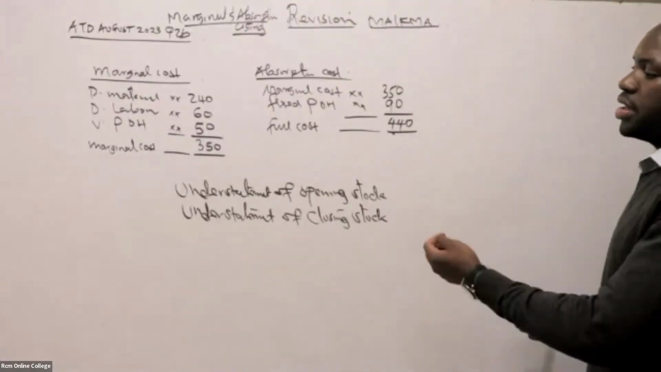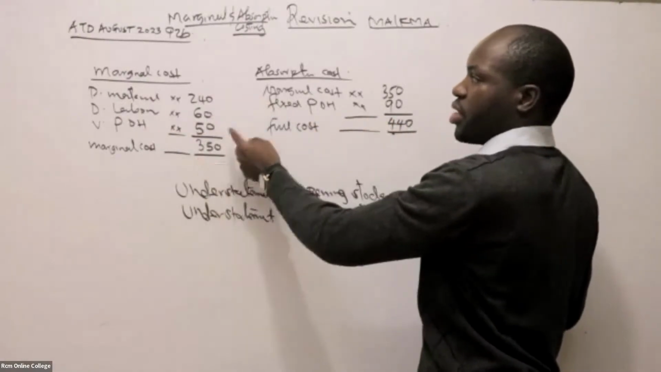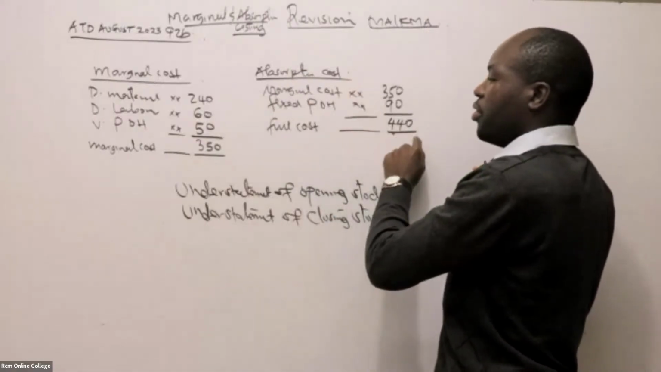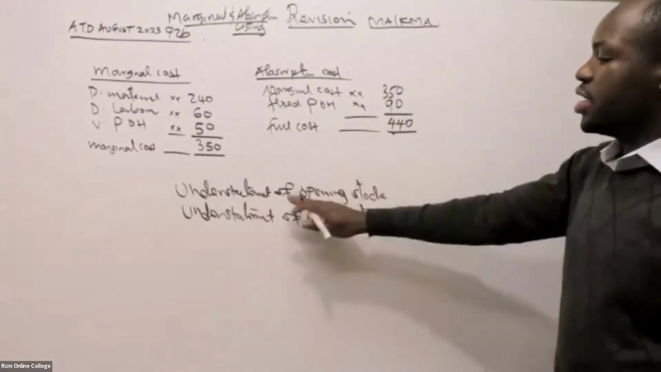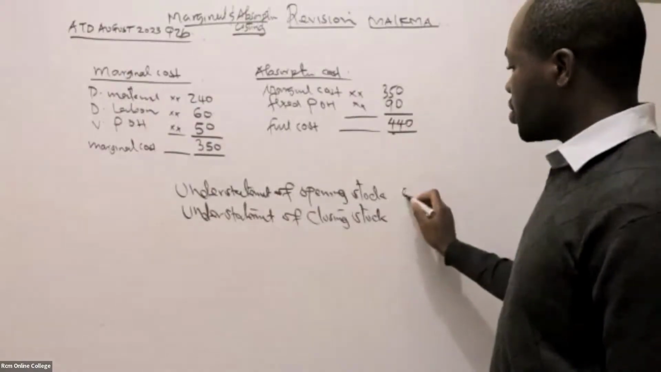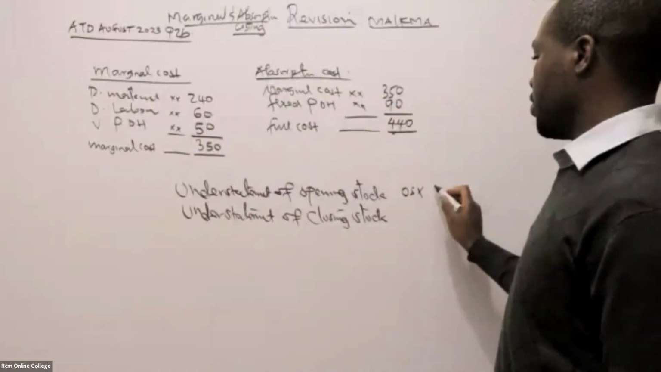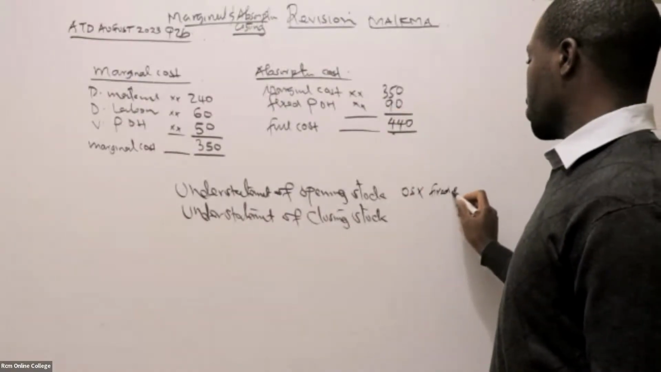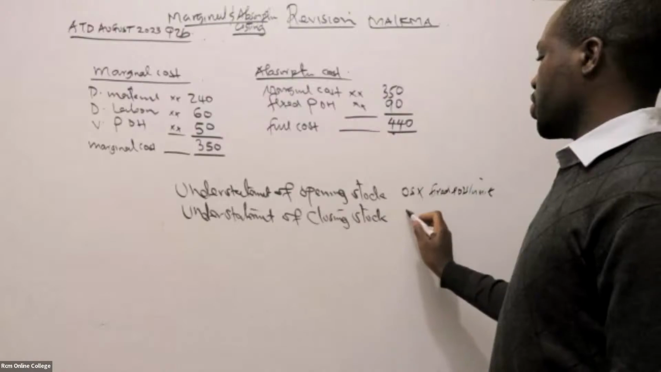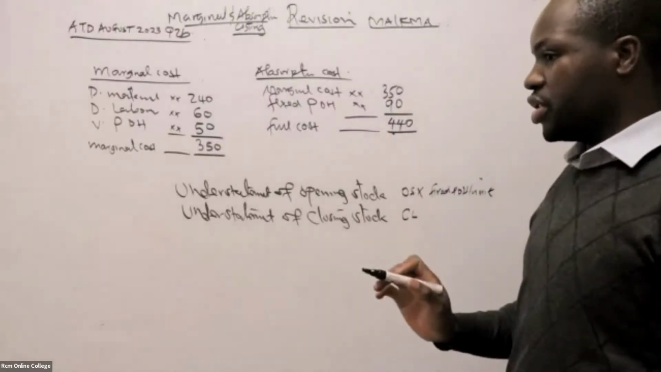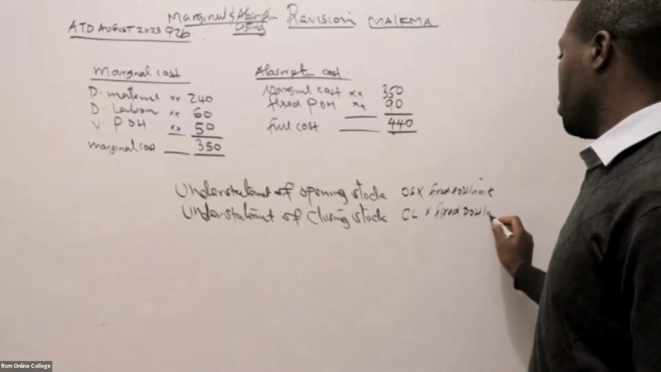Why the understatement? The understatement will come as a result of this difference. In marginal costing, we are having 350. In absorption costing, we are having 440. The difference is actually caused by the fixed production overheads. So our understatement of opening stock will be the opening stock multiplied by the fixed production overhead per unit. The understatement of closing stock will be closing stock in terms of quantity multiplied by the fixed production overhead per unit.